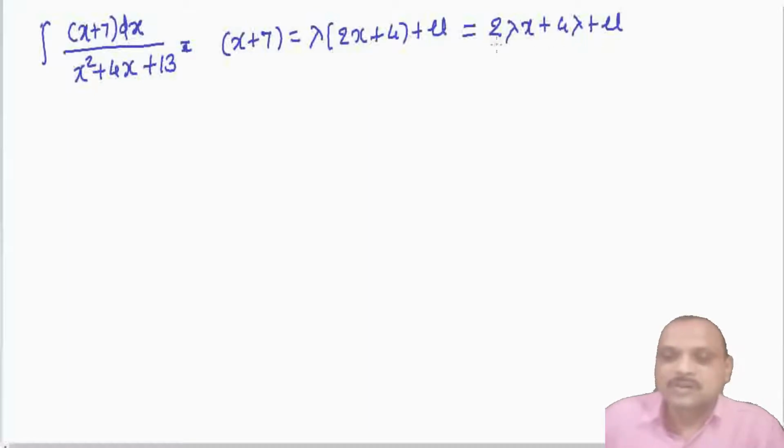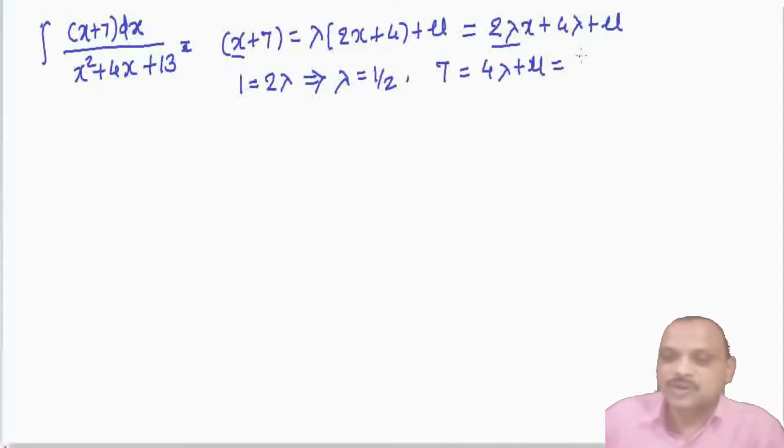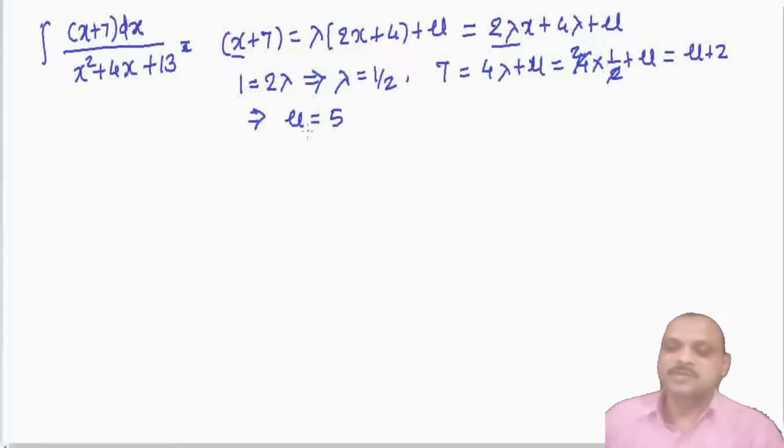Now equating the coefficients of x: coefficient of x is 1, and on the right side we have 2 lambda. This gives us lambda equal to 1 by 2. For the constant term, 7 equal to 4 lambda plus mu, equal to 4 into 1 by 2 plus mu, that is 2 plus mu. This implies mu equal to 5, that is 7 minus 2.